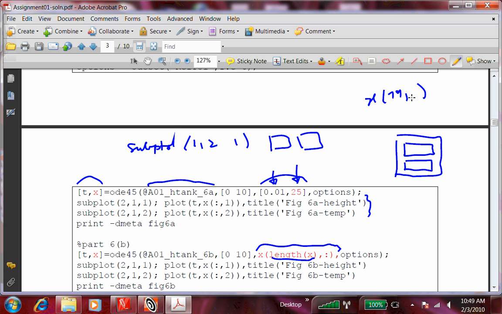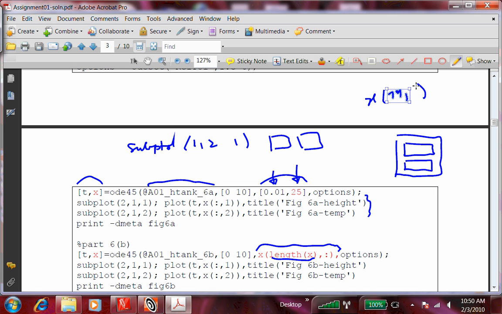But I don't know how many are going to be there because it depends on how many steps the previous part took to integrate from 0 to 10. So that I can interrogate by simply saying, what is the length of x? How many rows do you have? And use that, automatically substitute that here, and then it will pick up the last value. Okay? So this is a trick.